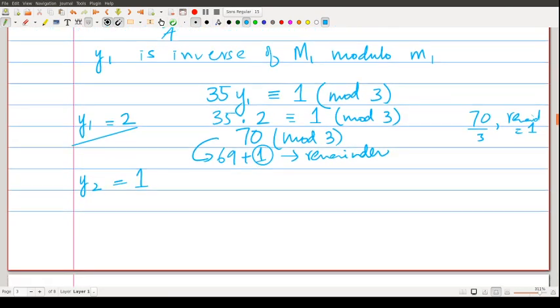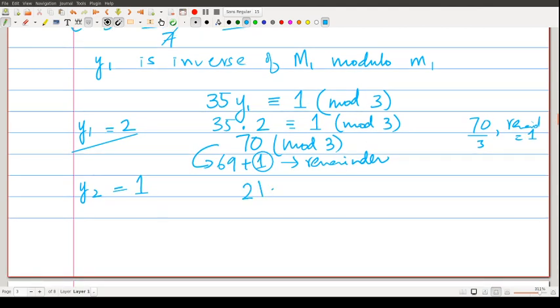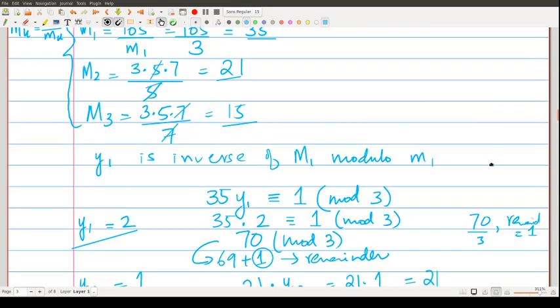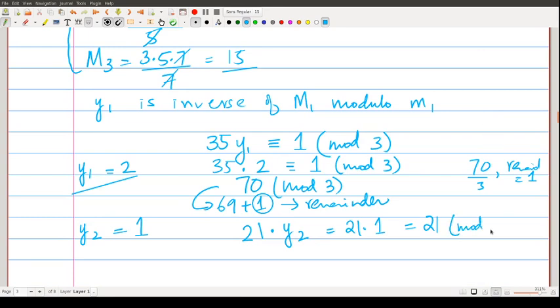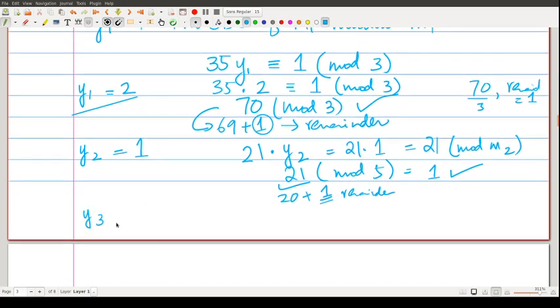Capital M2 was 21. So 21 times y2 is going to be 21 times 1, which is equal to 21. And now if I take 21 mod small m2, which is basically 21 mod 5, then when you divide by 5, 20 is the last multiple, plus 1. So that's your remainder. So I've verified that this is the right inverse. And similarly, y3 is equal to 1 as well.